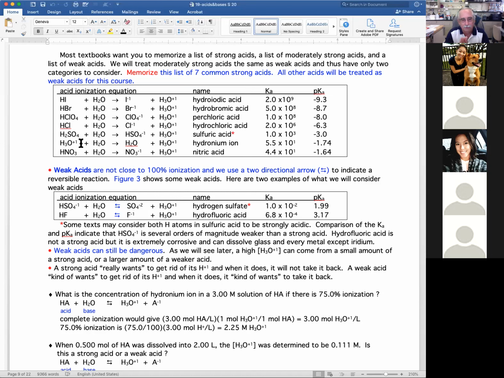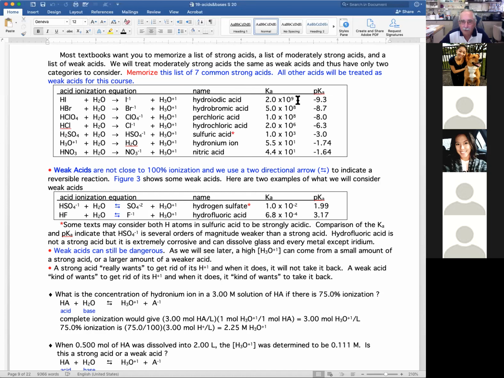Many textbooks will try to make a simplification: a strong acid is anything that's stronger than hydronium ion itself. When I really studied this, I found that nitric acid is always on the list, but nitric acid is actually a little bit weaker than hydronium ion itself. Not much, a little bit.